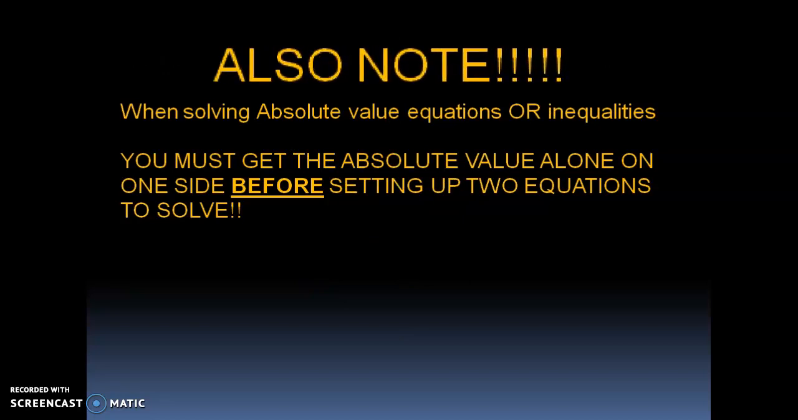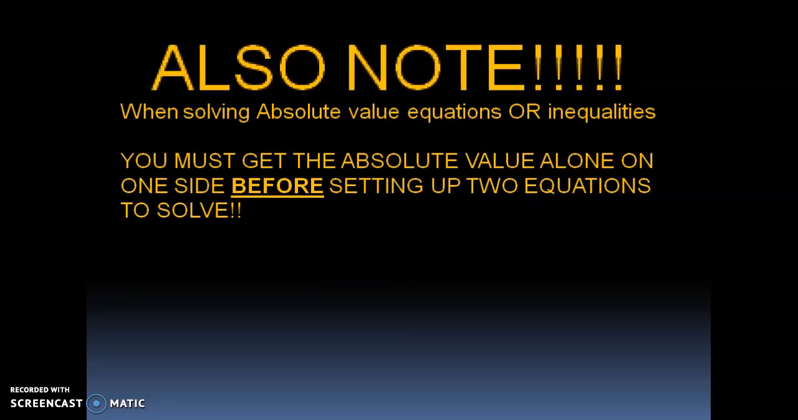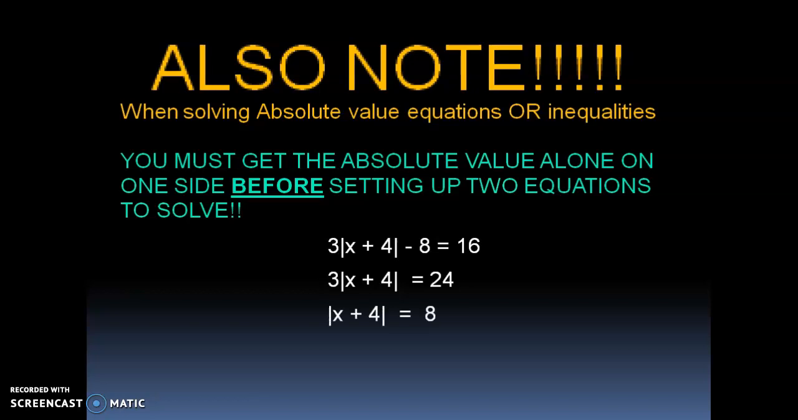Also note, when solving absolute value equations or inequalities, you must get the absolute value alone before setting up your two equations or inequalities. So for example, you would solve this for the absolute value. You're going to treat that whole absolute value as a variable in itself. The first thing you would have to do is add the 8. Then you would have to divide by the 3. And now that you finally have the absolute value alone, you can set up your two equations. So x plus 4 equals 8 and x plus 4 equals negative 8, giving us 4 and negative 12.